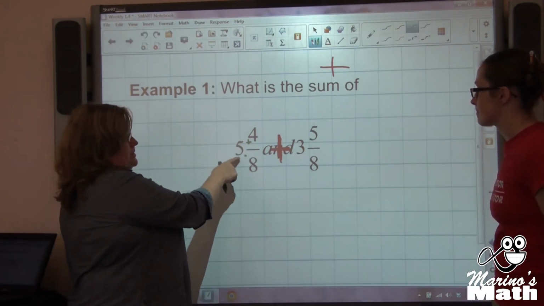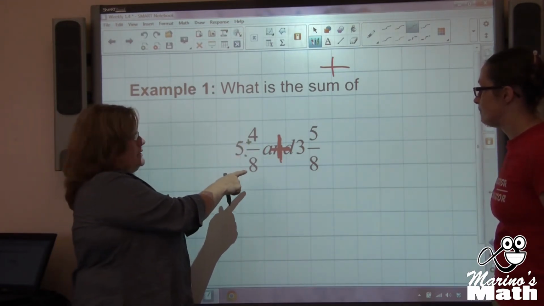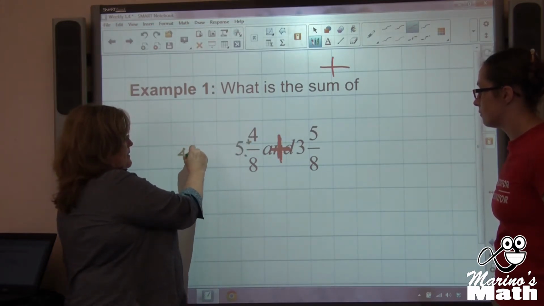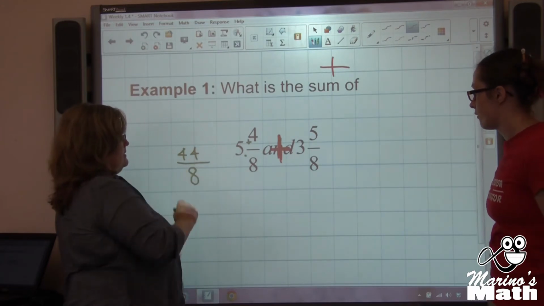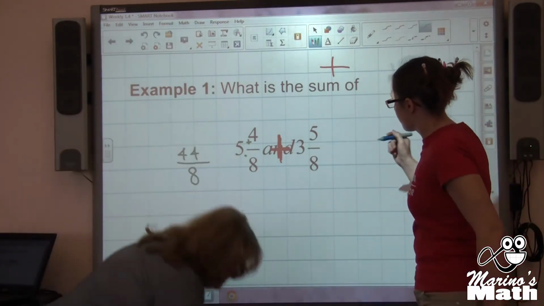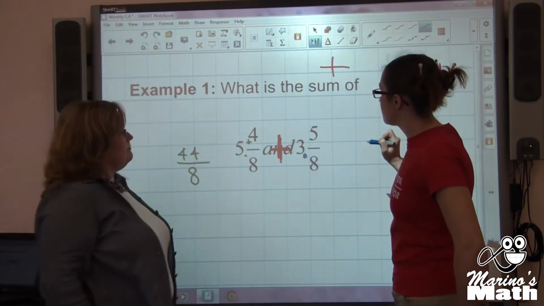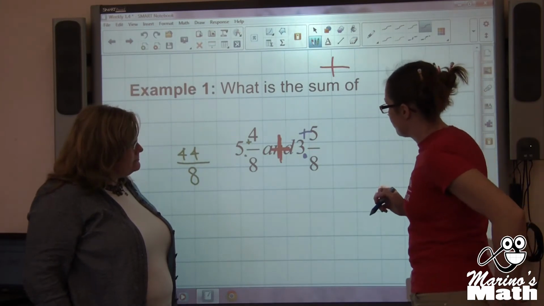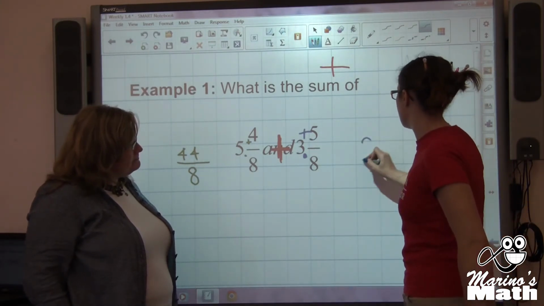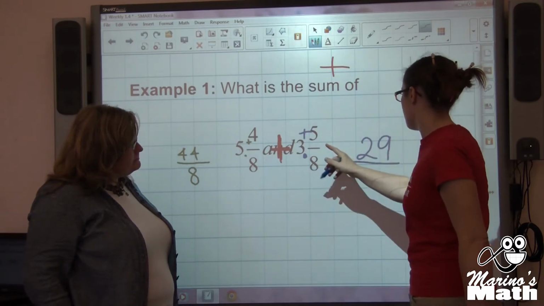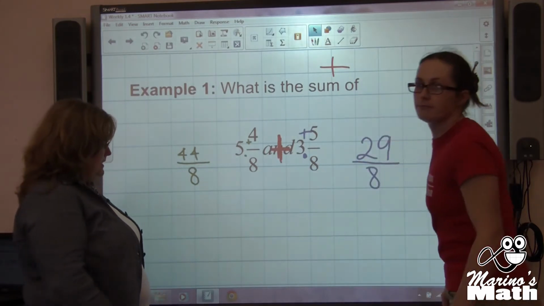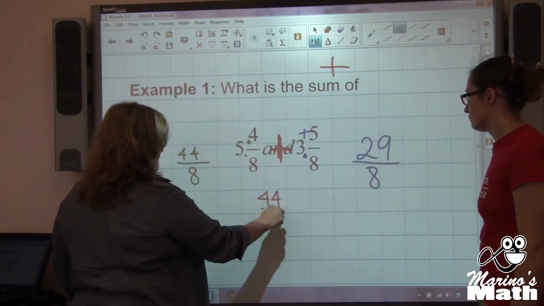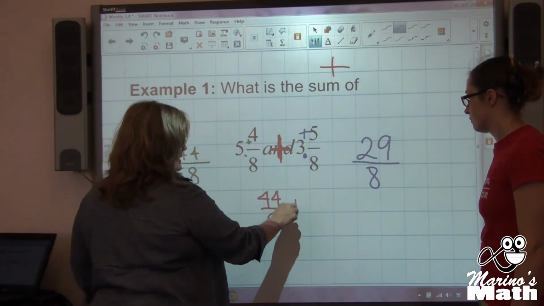So in this one, 5 times 8 is 40. Then we add the 4, so you get 44 in the numerator, and you leave 8 in the denominator. Let me try that. 3 times 8 is 24, plus 5 is 29. And I keep my denominator, so I also have 8. Now I guess we should have written them down here to keep our addition problem together.